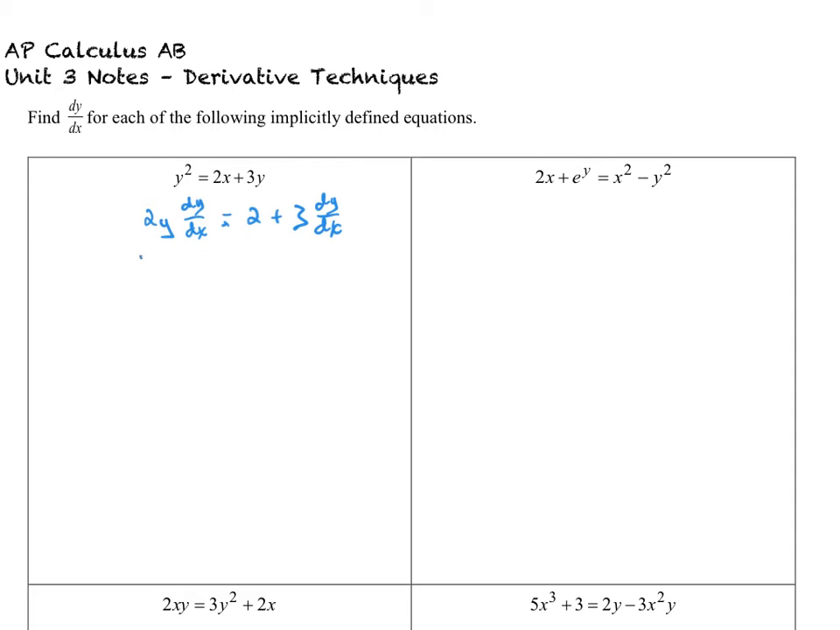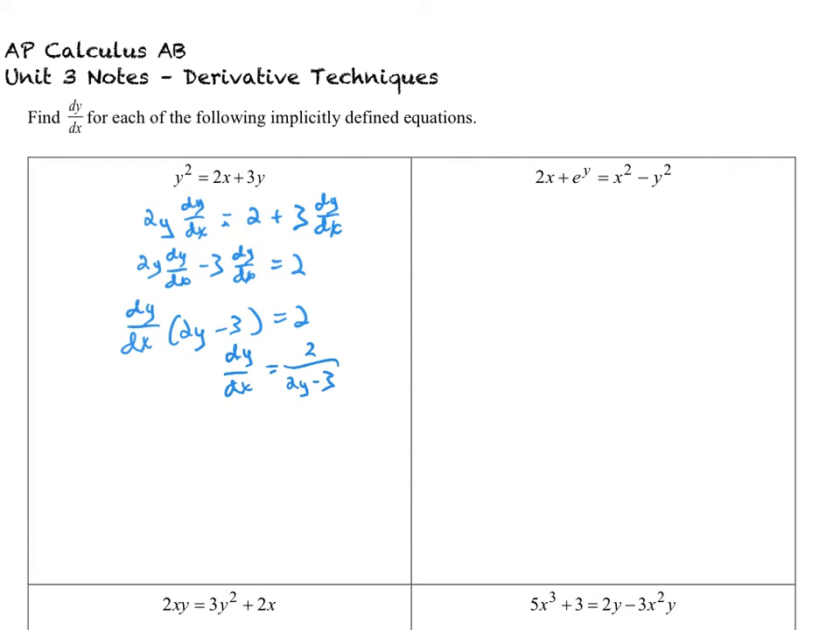We get 2y dy over dx minus 3 dy over dx is equal to 2. We'll factor out that dy over dx. That's kind of the slick little trick I talked about on the previous slide here. And now we're going to go ahead and divide both sides by what's in the parentheses here to get dy over dx equal to 2 over 2y minus 3. And voila, there it is.